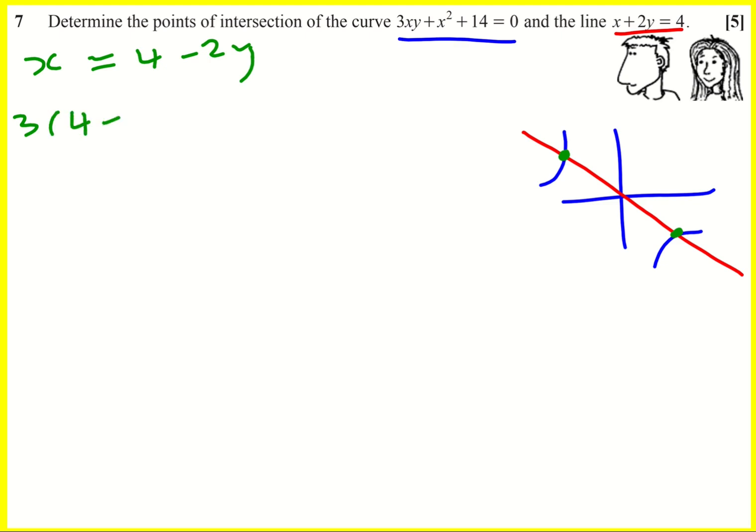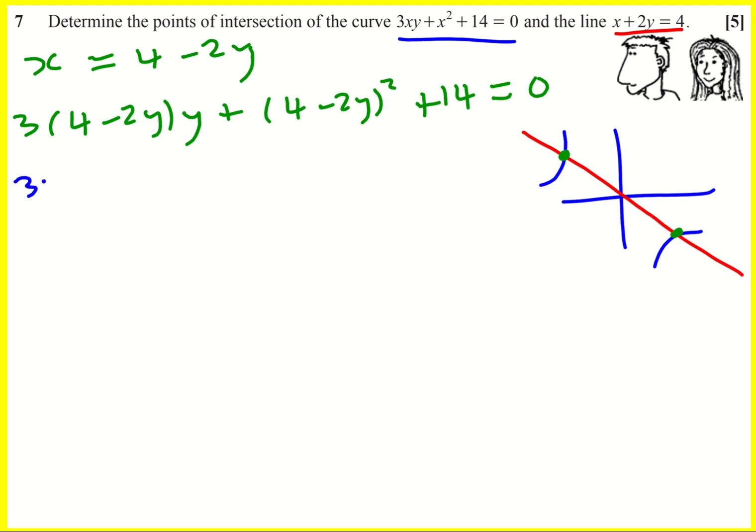3, 4 minus 2y, y plus 4 minus 2y squared plus 14 equals 0. And we've constructed essentially a quadratic in just one of the unknowns. Yes, there's still quite a lot to do. We can't solve it straight from here, but we're well on our way.